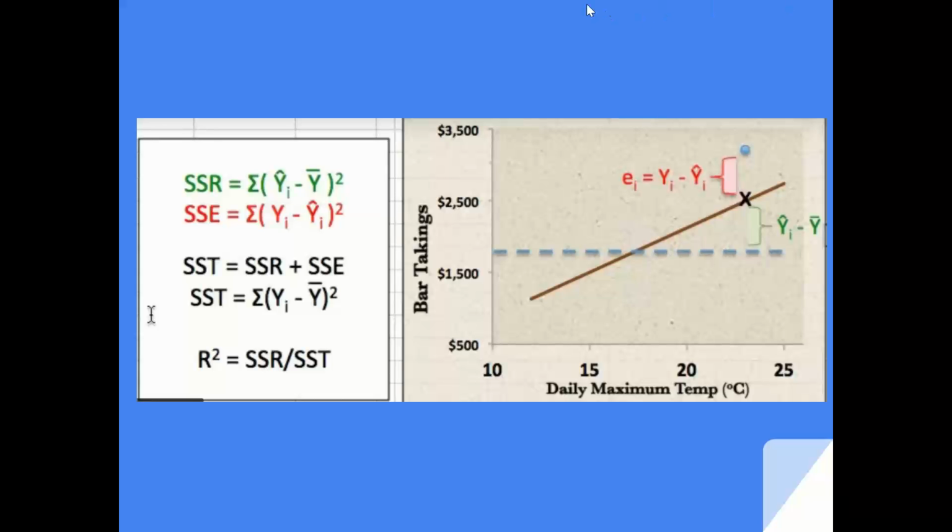Then we basically calculate two things. We calculate the sum of square of residuals. SSR is called residual, and E is called the error. Okay, now what are residuals?